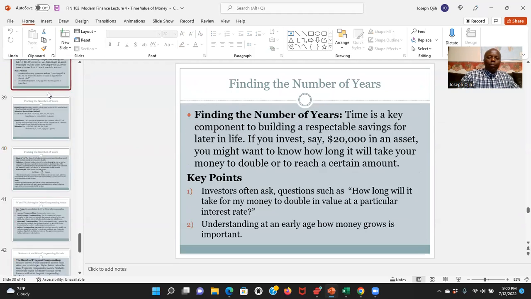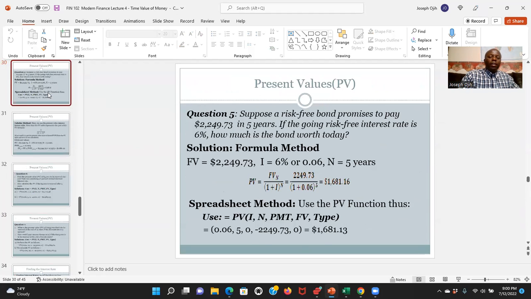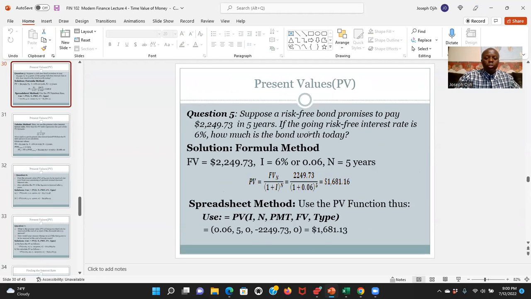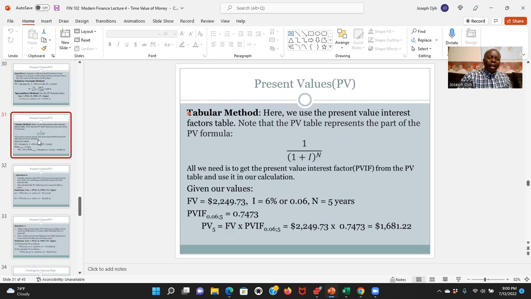And in many examples we have done so far, it says, suppose the risk-free bond promises to pay $2,249.73 in 5 years. If the going interest rate is 6% per year, how much is the bond worth today? They didn't tell us how many compounding periods, so we assume that it is annual. So that's what we have been doing so far.